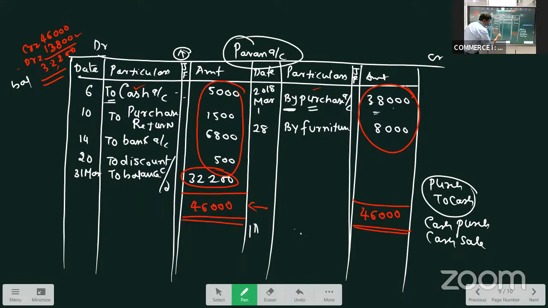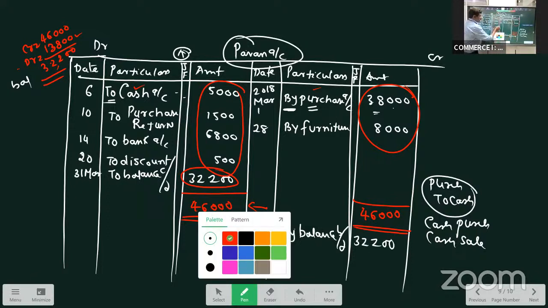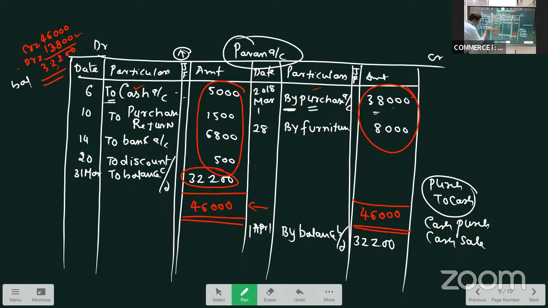So on the first day of next month, we should take on the credit side as by balance brought down 32,200. Here, remember, while closing, I wrote credit carried down, and opening I am writing brought down. This is very important. When we close the account, we write carried down, which happens on the last day of the month. And when we bring it down to the next subsequent month, first date, we write brought down.